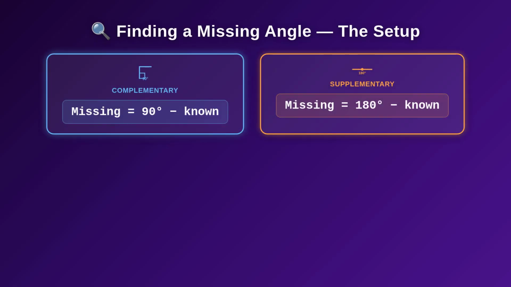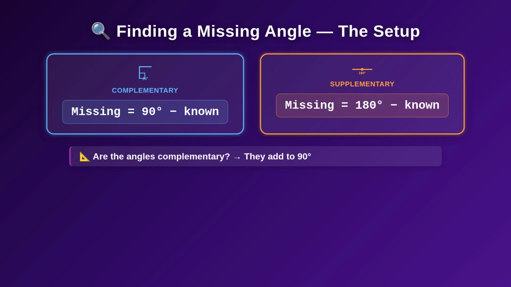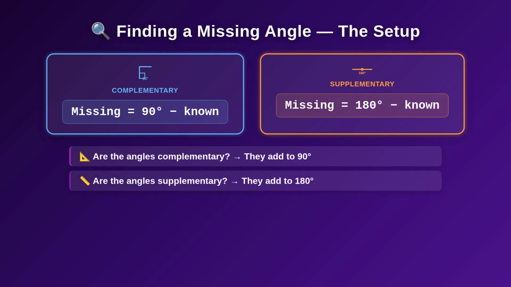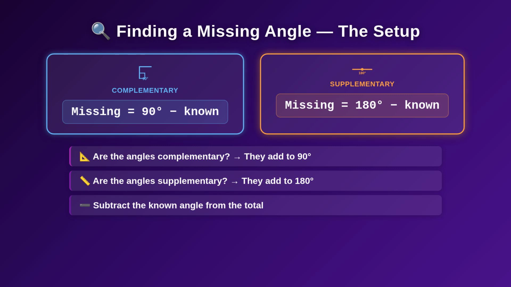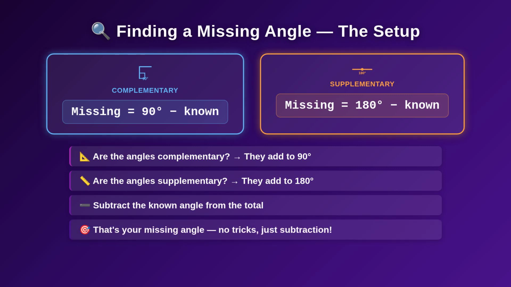Okay, here's where Maya had her big aha moment, and yours is coming too. Finding a missing angle is just subtraction in disguise. Here's the game plan. First, figure out if your angles add to 90 or 180. Are they complementary or supplementary? Then subtract the angle you know from that total. If it's a complementary pair, do 90 minus the known angle. If it's a supplementary pair, do 180 minus the known angle. That's it. No tricks, no traps, just subtraction. Let's see it in action with some real problems.